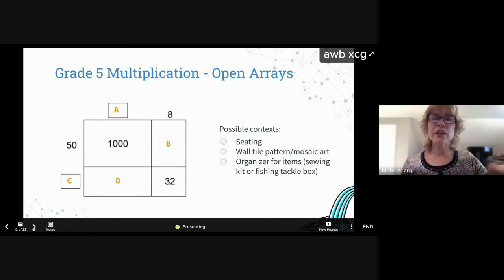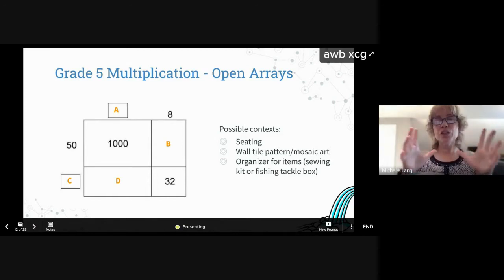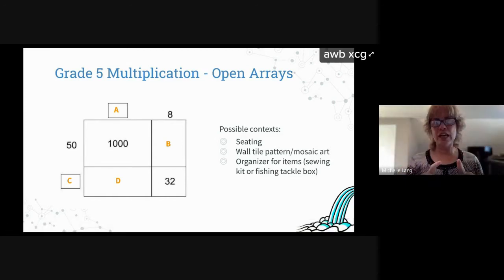But in grade 5, we're still using a visual to help students understand. And the open array in particular helps to make connections, which we'll see in a couple of slides, to an algorithmic way of solving this same multiplication problem. So some contexts that help you look at open arrays, similar to the visual arrays that we had in grade 4: seating, a wall tile or pattern or mosaic art where we've got certain sections a certain color.